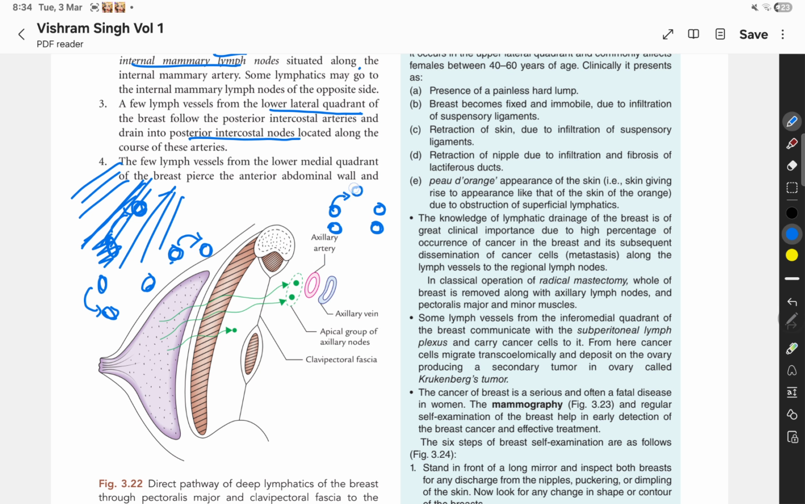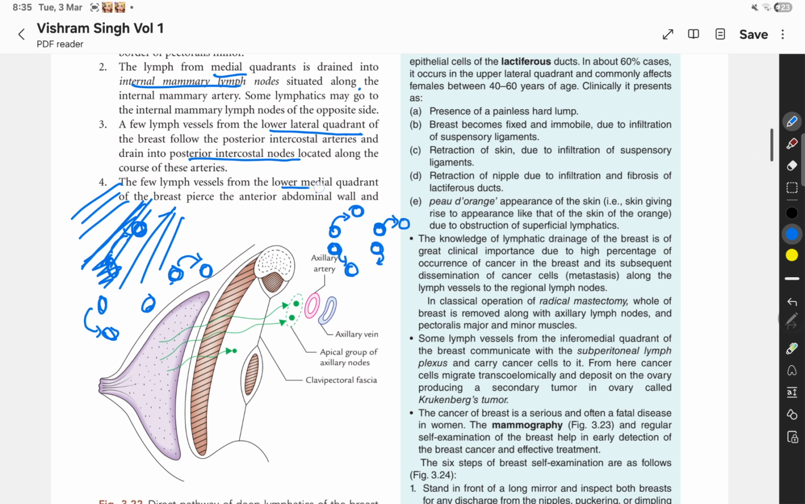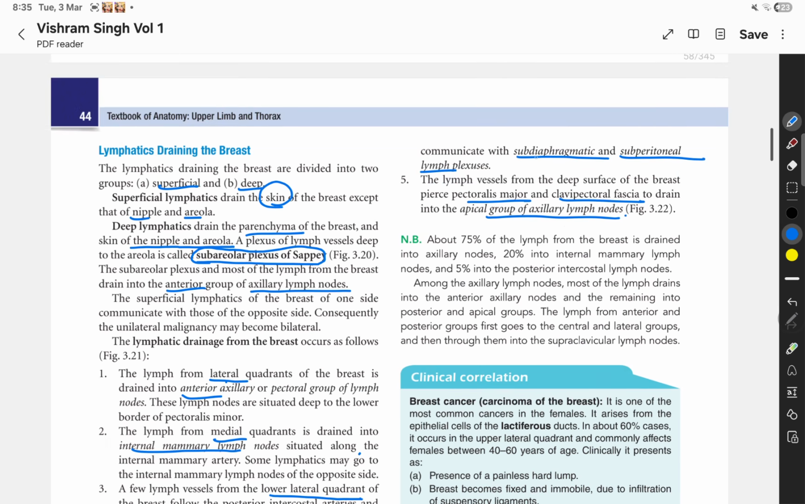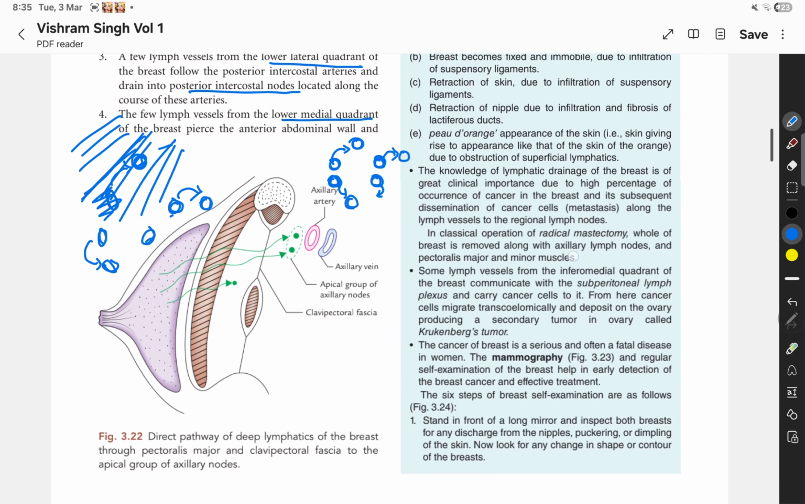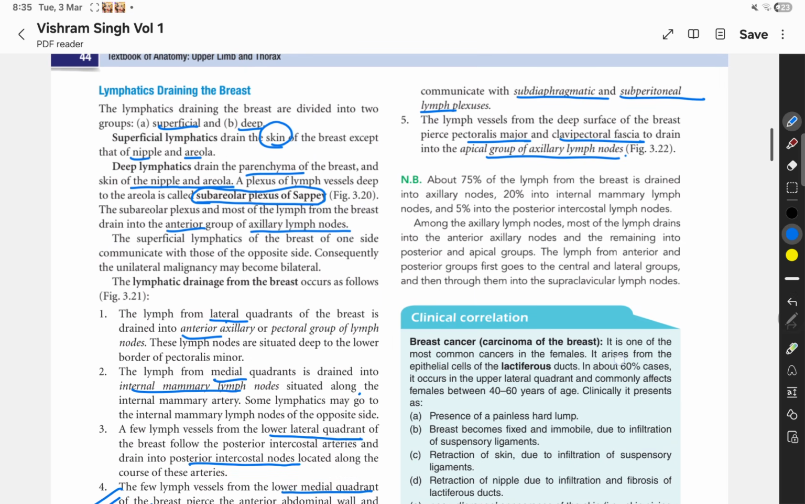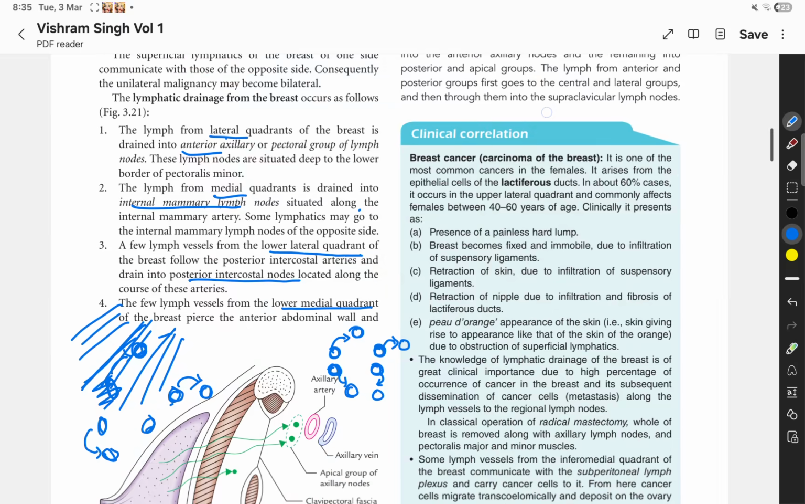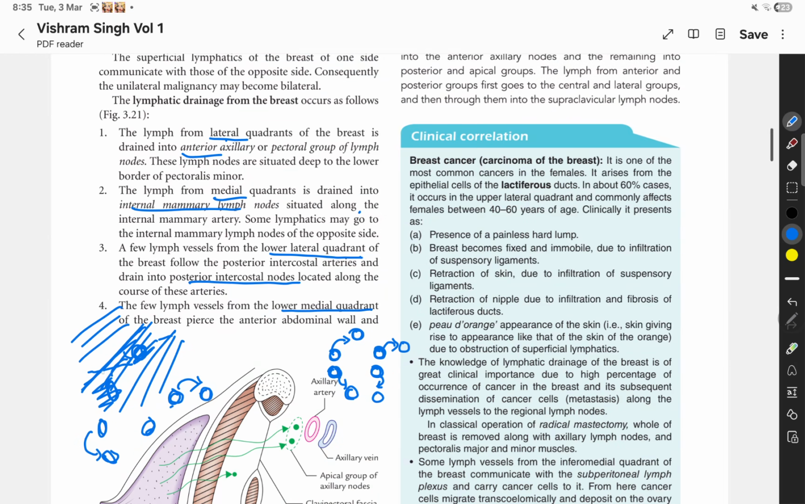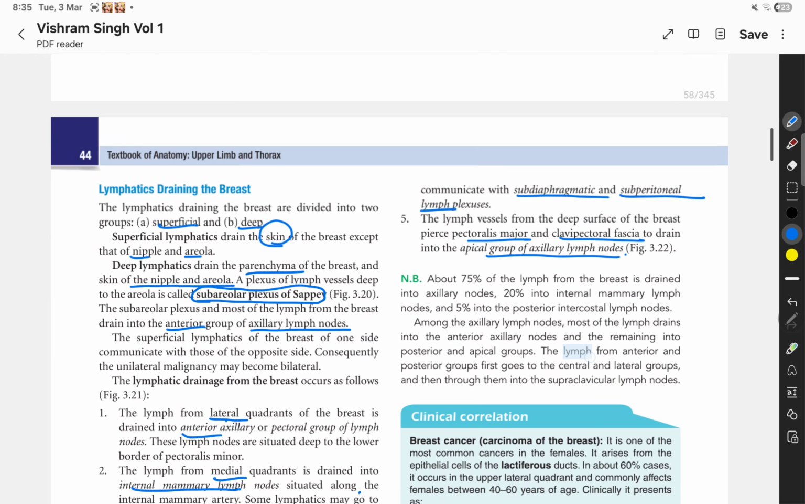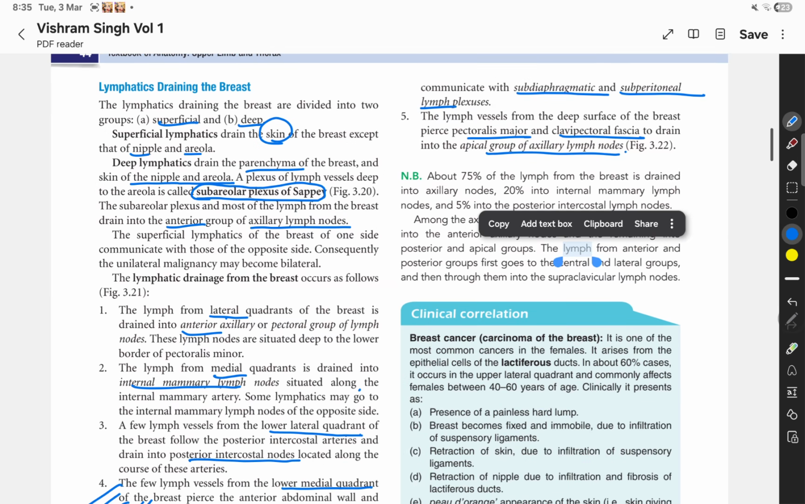So basically, lateral part, medial part, lower lateral part, lower medial part. The lateral part goes into the anterior axillary lymph nodes. The medial part goes into the internal mammary lymph nodes. The lower lateral goes into the posterior intercostal lymph nodes. The lower medial quadrant goes into the subdiaphragmatic and subperitoneal lymph nodes. Next, the lymph vessels from the deep surface pierce the pectoralis major and clavipectoral fascia to drain into the apical group.